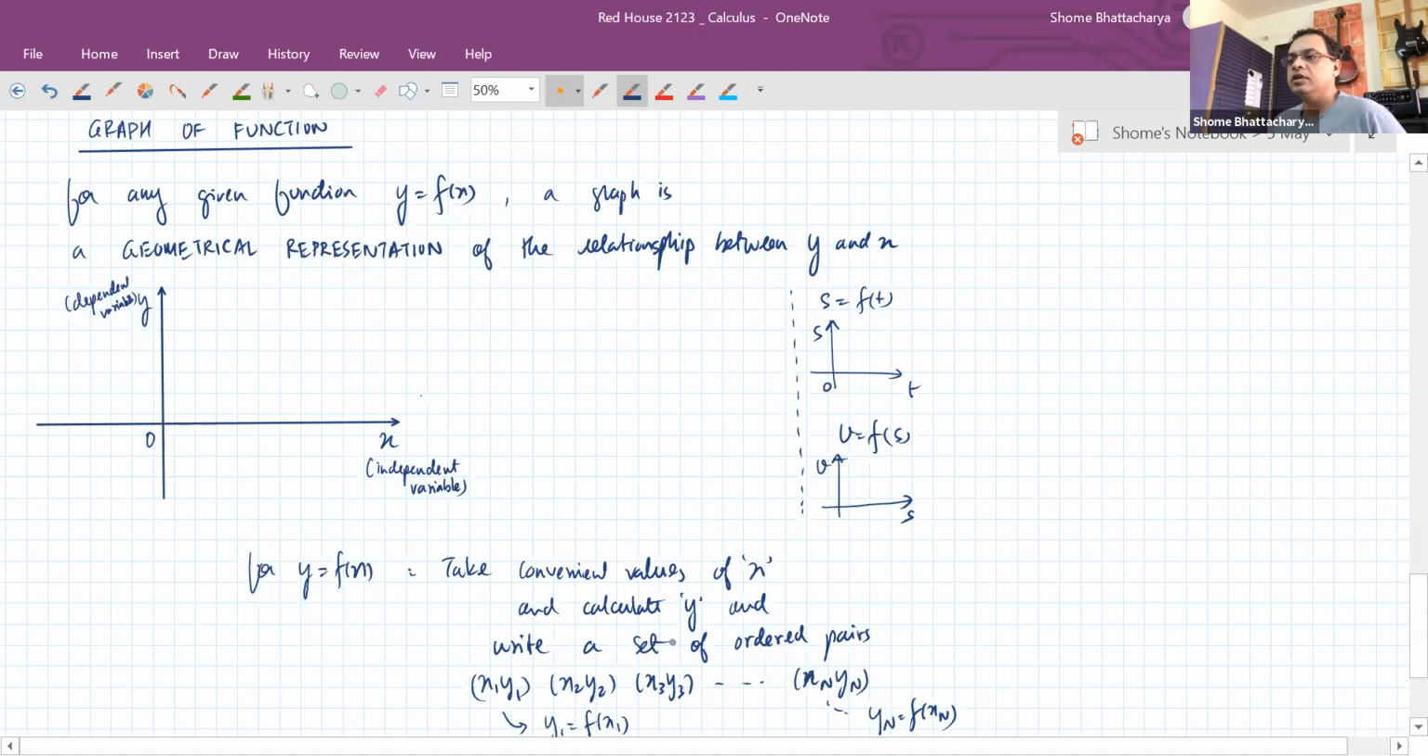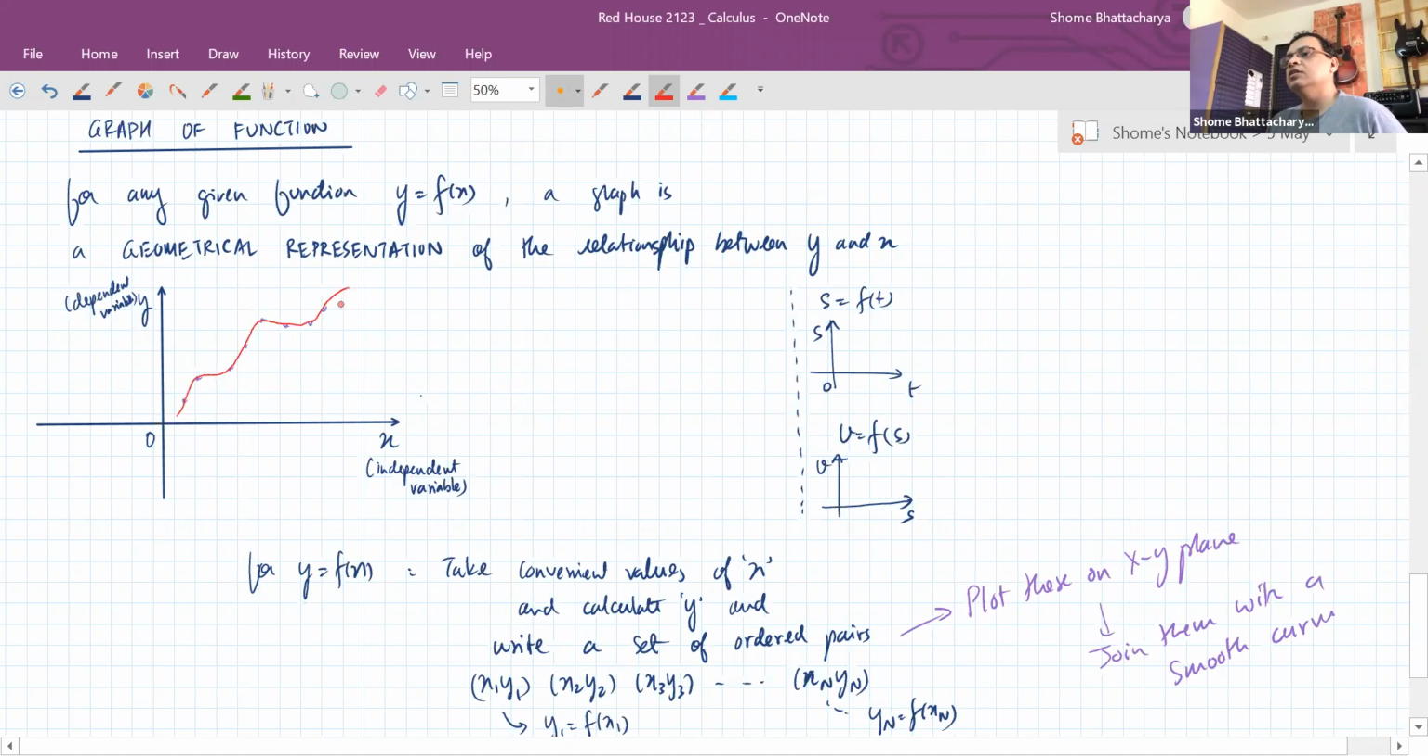So once we have calculated this set of ordered pairs, next thing we plot these on the xy plane. So let's say when I plot these, I get various points like this. Okay. And next is we join them with a smooth curve. Okay. So when we join them with a smooth curve, we might get something like this.